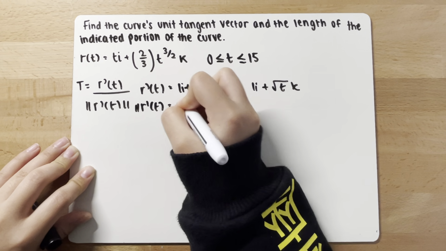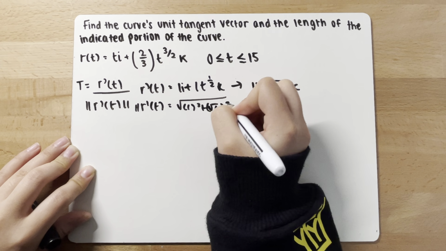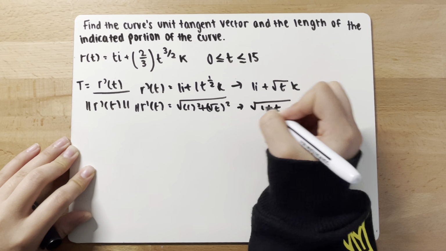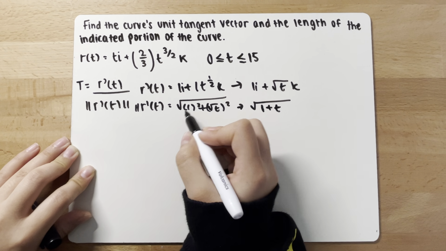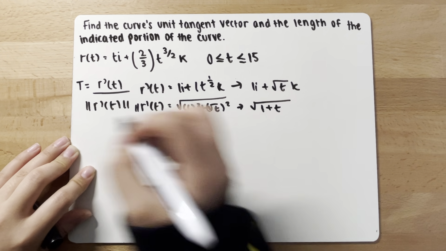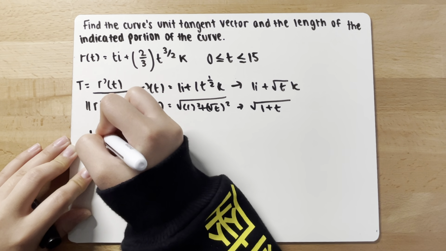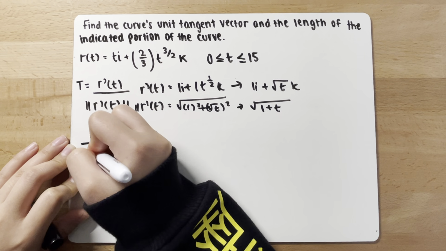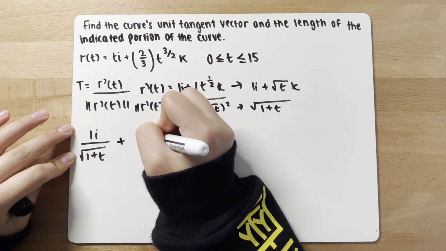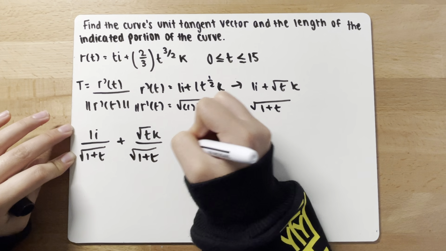Now it makes it easier for you to find the magnitude, which is the square root of the value squared plus t squared. So you end up with 1 plus t, because the square root of t squared is t, and 1 squared is 1. Now you plug these two values into this equation. So 1i over square root of 1 plus t is your first component, plus square root of t k over square root of 1 plus t is your second component.